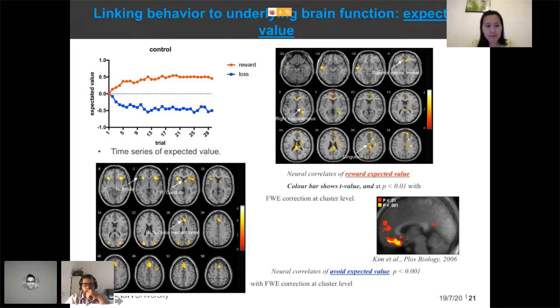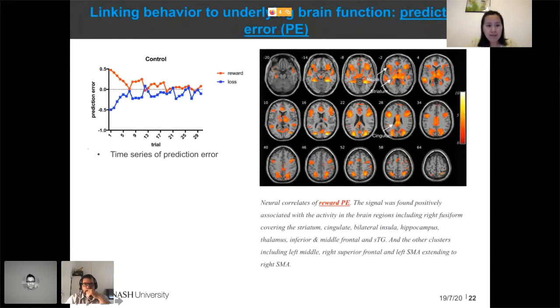Here, the brain activation at the medial FC and the medial frontal region was also found in Kim's study. Here is the time series of our prediction error, which is also derived from our model. And after regressing the functional neuroimaging data, we found that the reward prediction error was positively associated with cortical and subcortical brain regions, including the striatum, bilateral insula, as well as the whole cingulum.